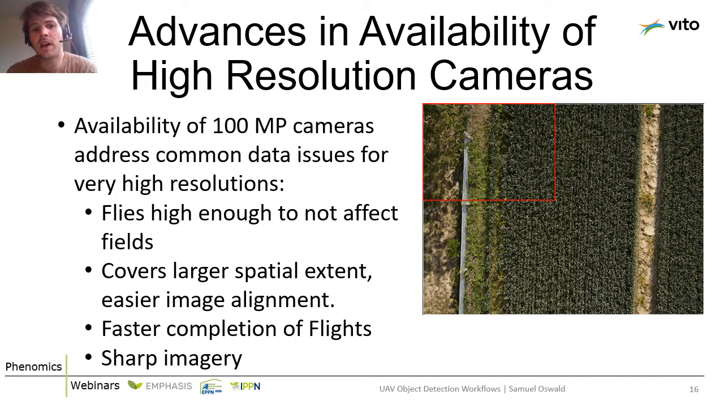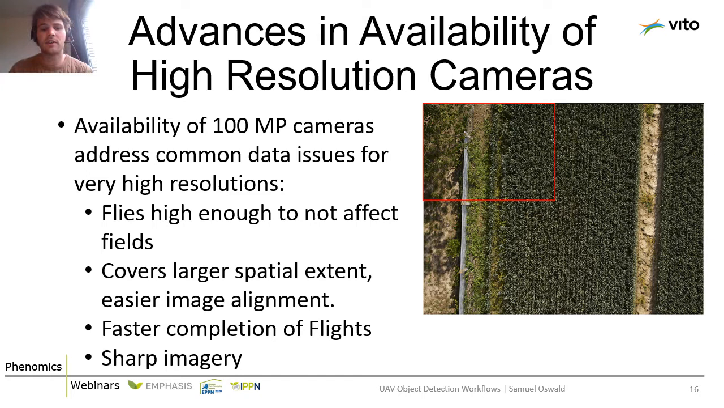So there's been a big advance in the availability of high-resolution cameras, and these can address common data issues, including that the flight is high enough to not affect fields, that it covers a large spatial extent, which can make it easier to align images. There's faster completion of flights, and there's often very sharp imagery.